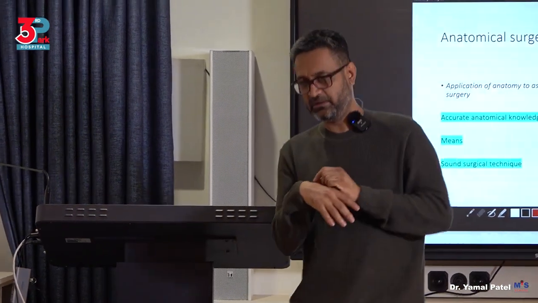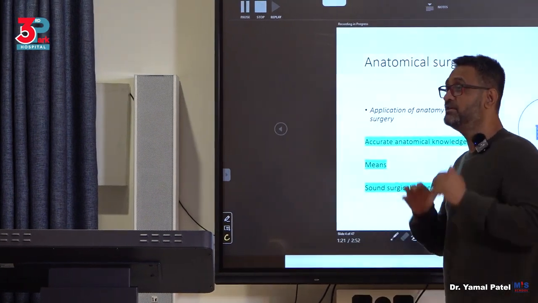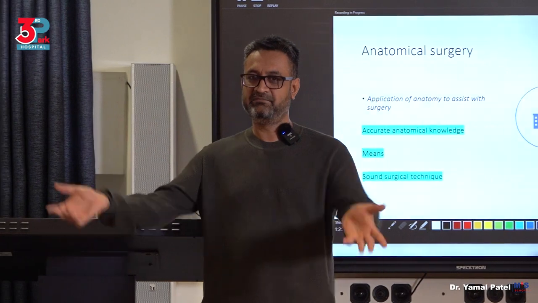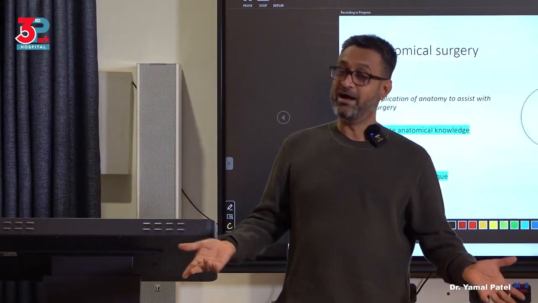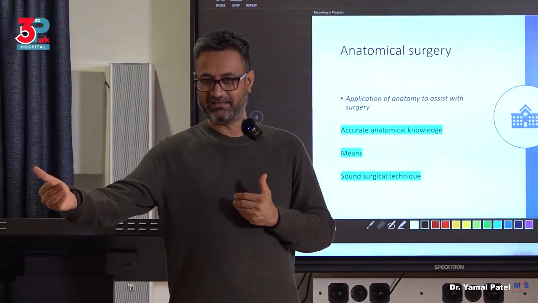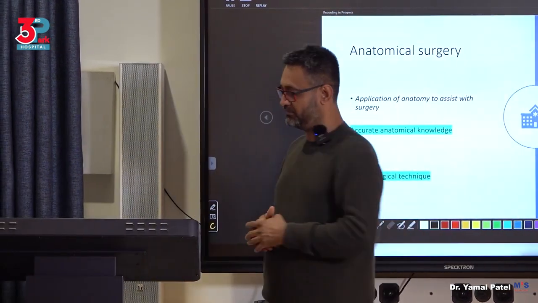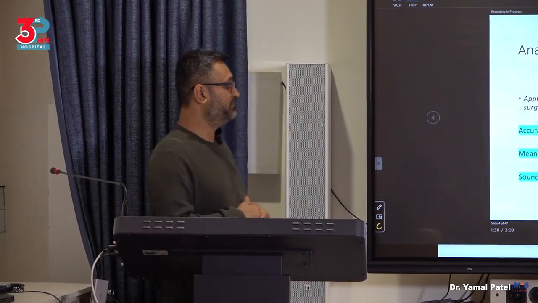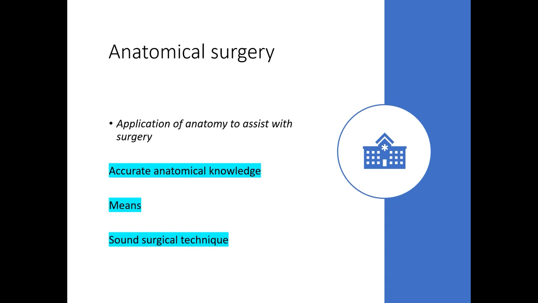Now that is anatomical surgery, which means you're not doing surgery and identifying anatomy as it comes. You're identifying anatomy first before you proceed with the surgical step. Are you getting the difference? So this is what I mean by anatomical surgery. You're using anatomy to assist with the surgery. And more accurate anatomical knowledge means sound surgical technique.